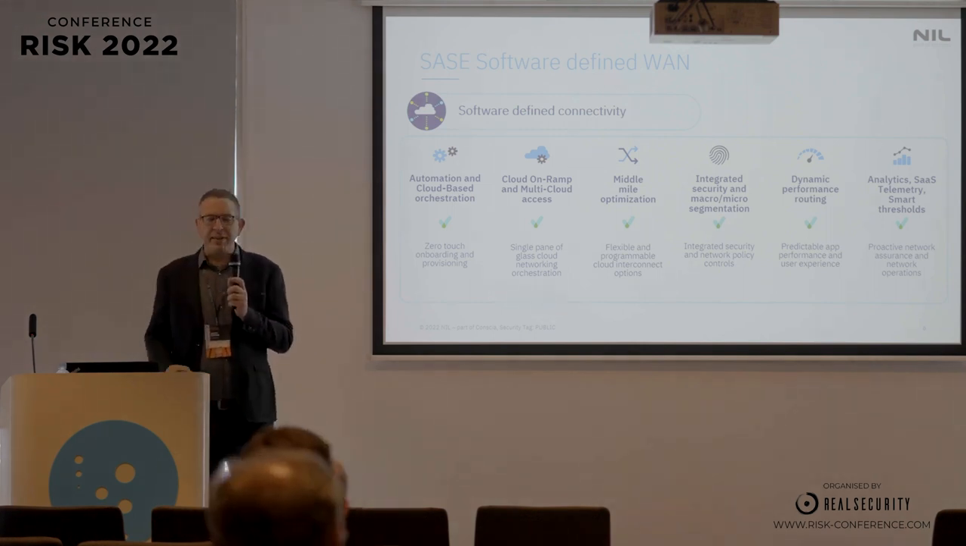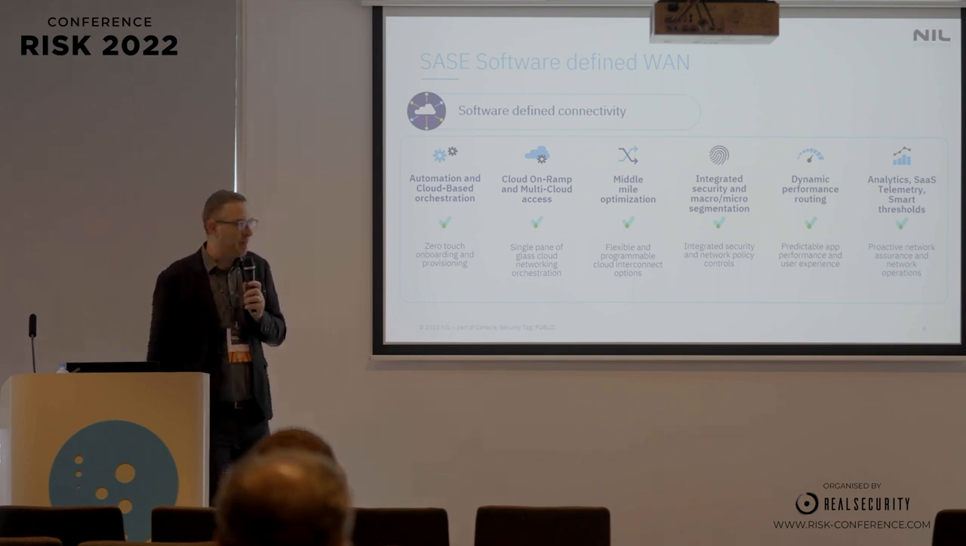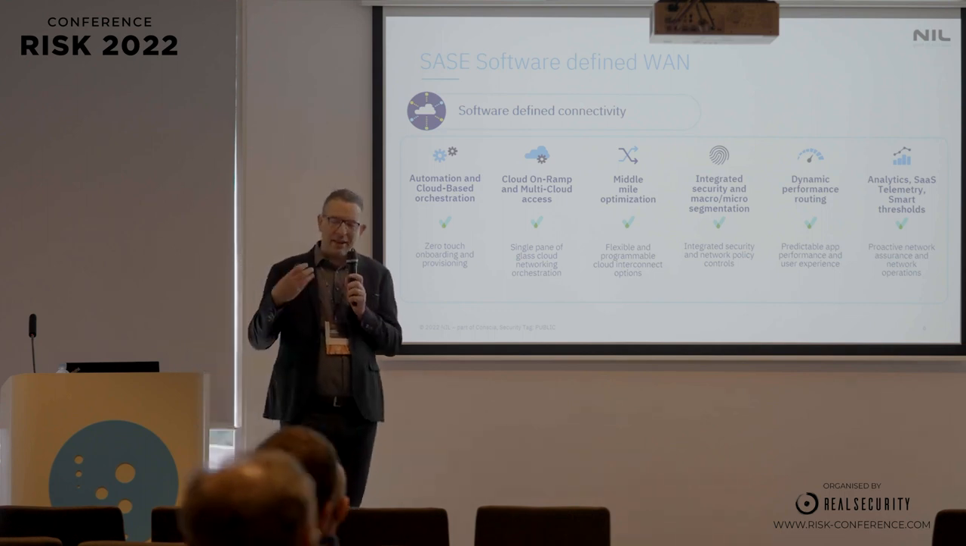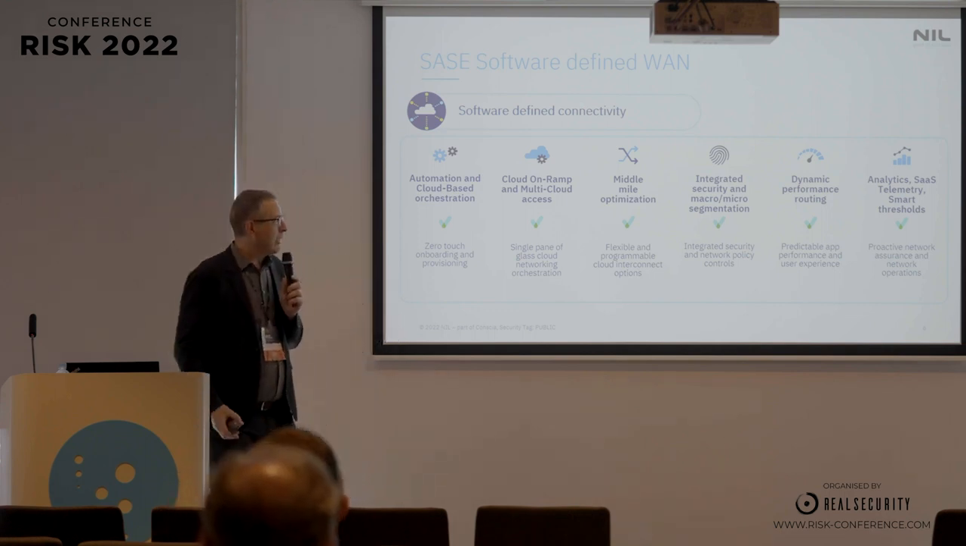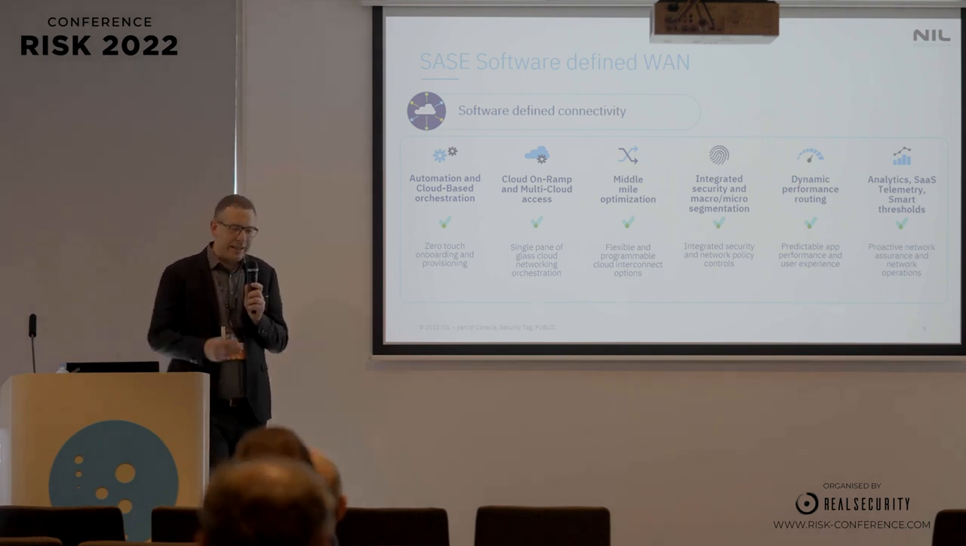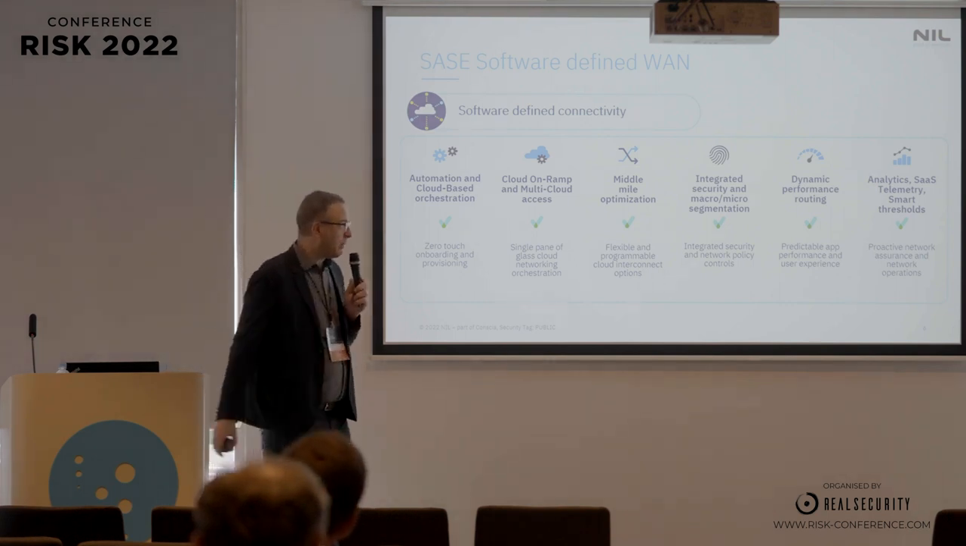So not everything needs to go through the HQ or to the central location. It can go directly to the cloud provider and be handled there. It should have middle mile optimization, so again, understanding the traffic, understanding the apps, and so forth. It should understand the security, provide macro segmentation for types of apps, types of users, etc. that we're running through. We should have dynamic performance routing.